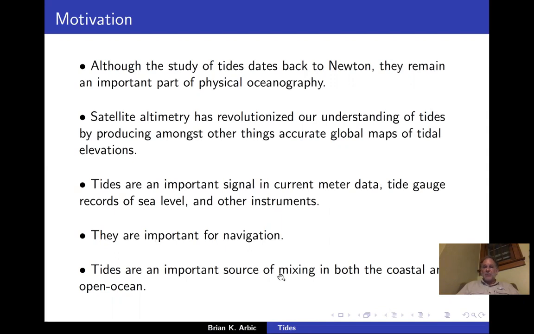Tides are also an important source of mixing in both the coastal and open ocean. By mixing, we mean that those internal tides that I showed earlier can turn over just like waves on the surface, and that causes a lot of turbulent breaking and mixing. That's the way the ocean loses its energy and mixes waters of different temperatures together.